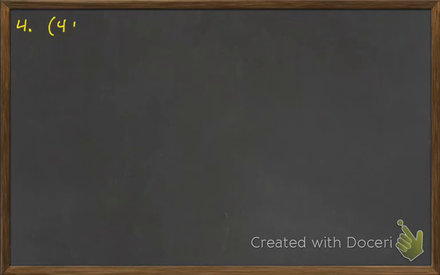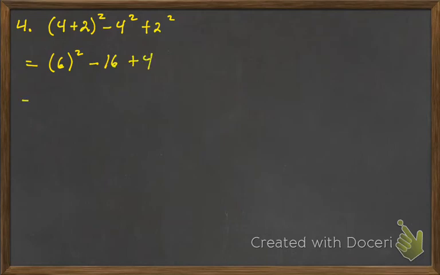Okay, so we got one more here with some exponents. So we got 4 plus 2 quantity squared minus 4 squared plus 2 squared. And so 4 plus 2 is 6, quantity squared. We can go ahead and square the 4 and the 2. They're kind of their own thing. They're separated by the subtraction and the addition, so we can be a little bit more efficient here. So we got minus 16 and then plus 4. Square the 6 to get 36, minus 16 plus 4. 36 minus 16 is 20, plus 4. And that's going to be 24.